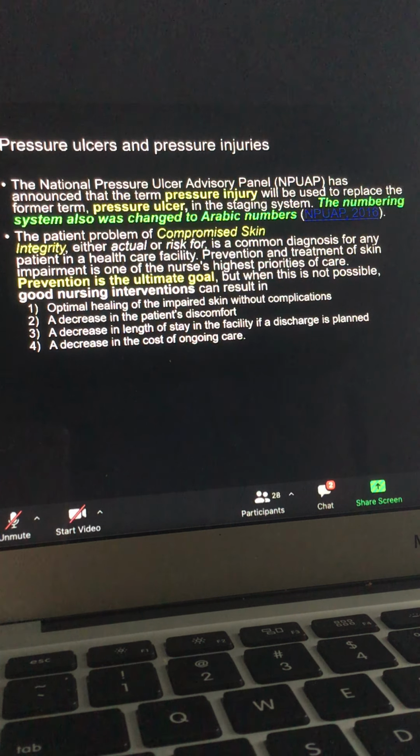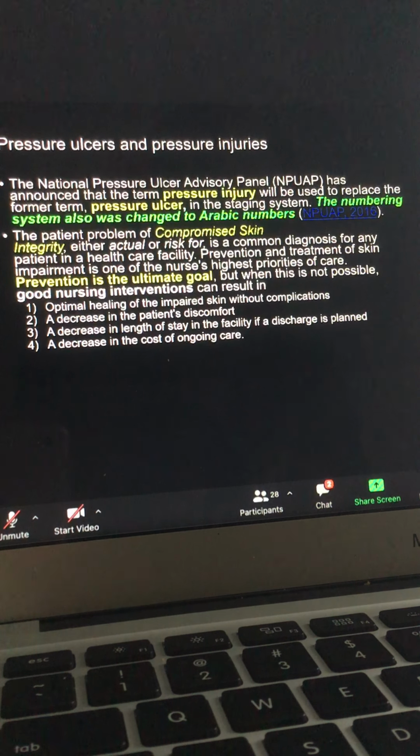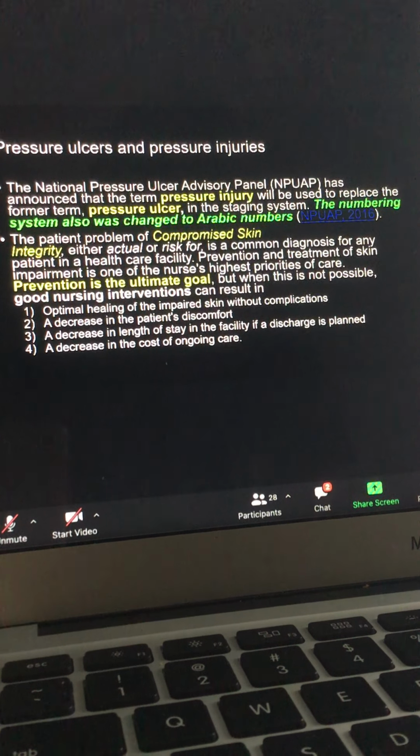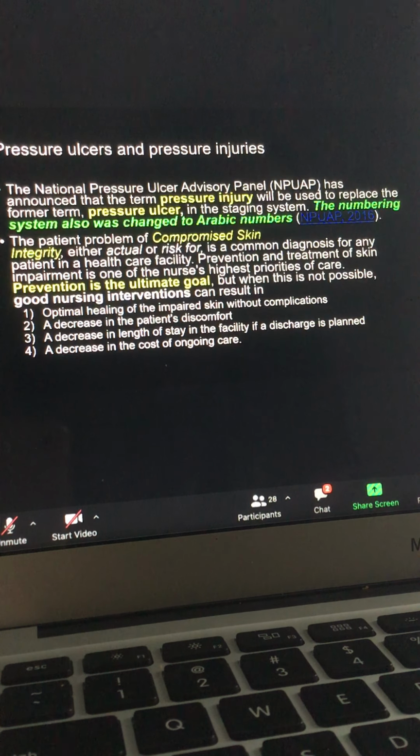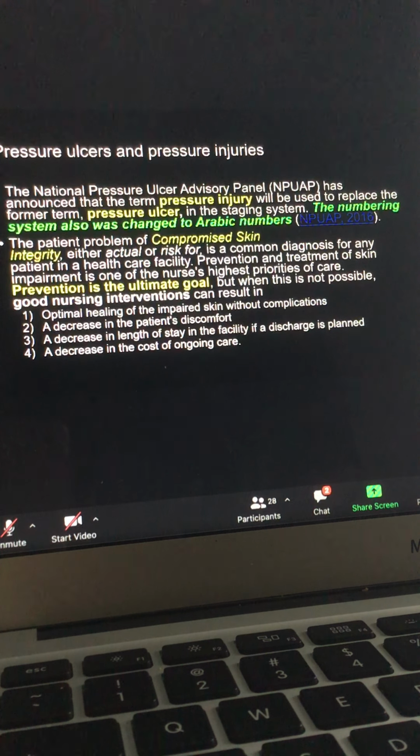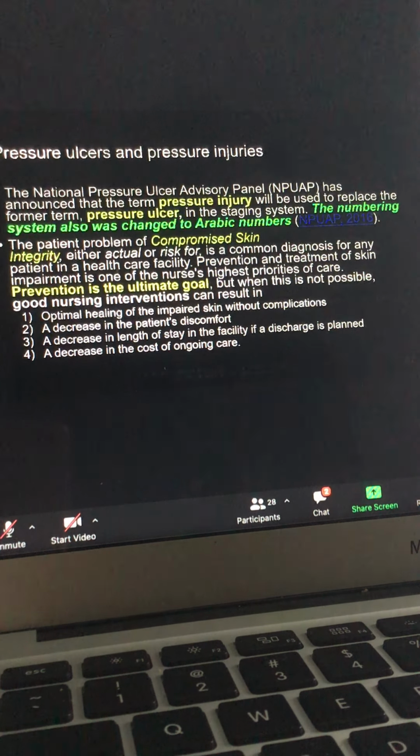So a good nursing intervention can result in, number one, the optimal healing of the impaired skin without complication. A decrease in the patient's discomfort. This can be painful to some of them. A decrease in the length of stay in the facility if a discharge is planned. So if the patient is being planned for a discharge to a home setting, then that would delay the process, of course, if they develop this problem. And of course, a decrease in the cost of ongoing care. And this can be detrimental on our patients as well.